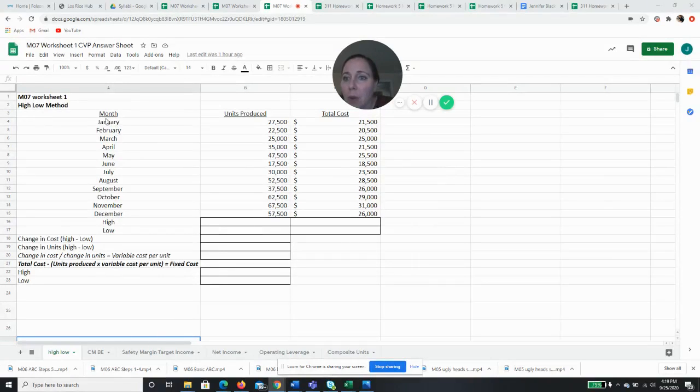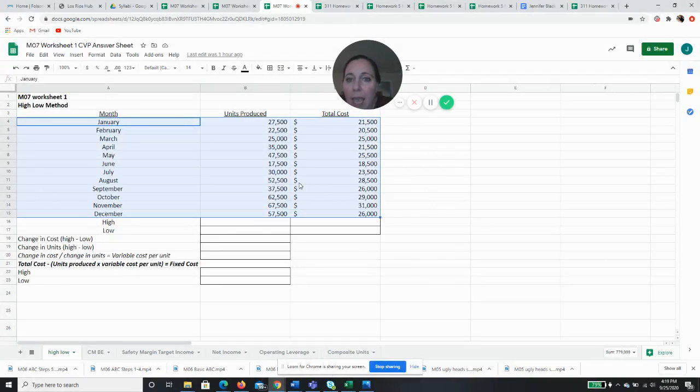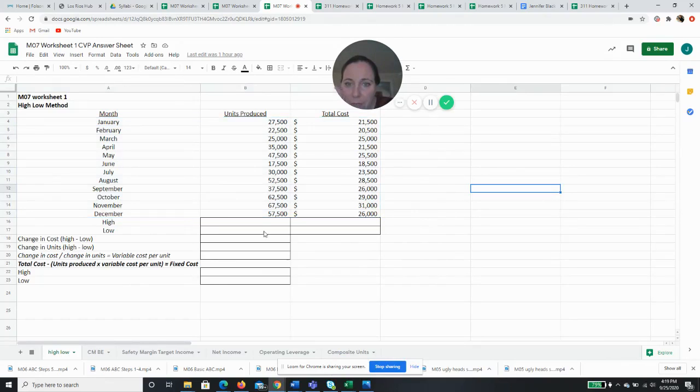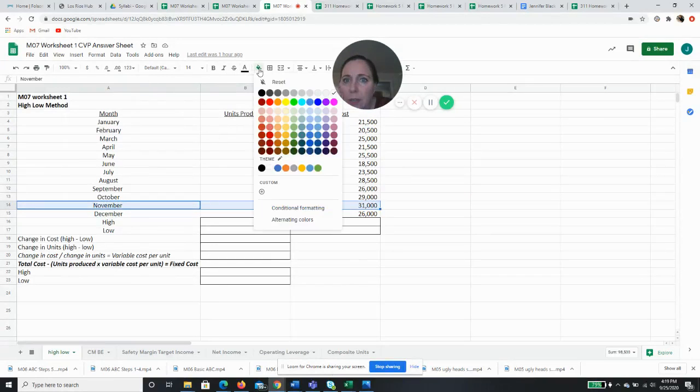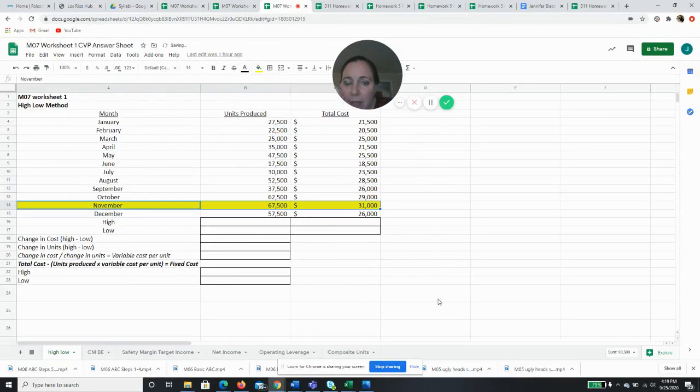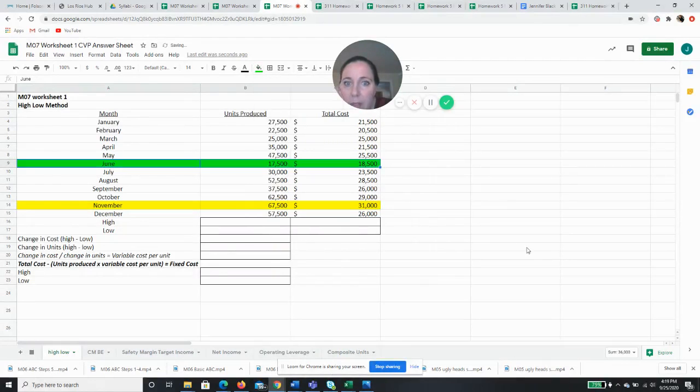All right, so I have got a year's worth of data for our company. And so first thing we have to do is identify which is the high period of production and which is the low. So if I look, looks like November may be our high period of production. And we'll just highlight that in yellow. And it looks like our low period of production is probably June. So just highlight that in green.